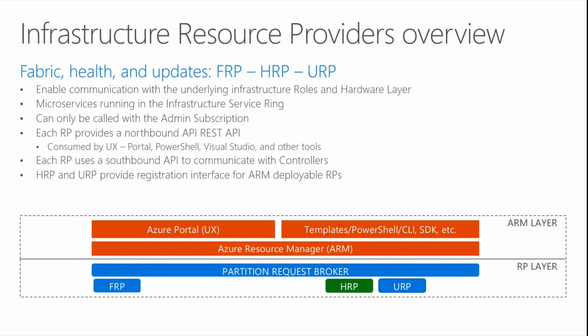And then those talk to the broker, which then talks to these other resource providers. And these are just the ones that we're talking to related to health and monitoring. Of course, there are several other resource providers that provide functionality like storage, compute, networking, things like that. Each resource provider has a northbound API, REST API, which is consumed by the UX for all these tools that we have on the front end. And also, each resource provider uses a southbound API to communicate with the controllers, as we described.